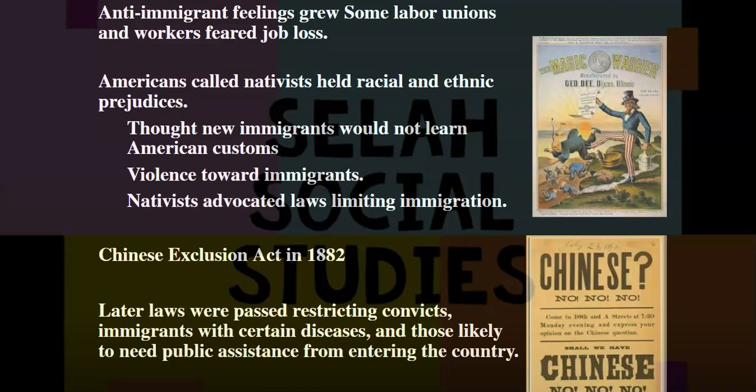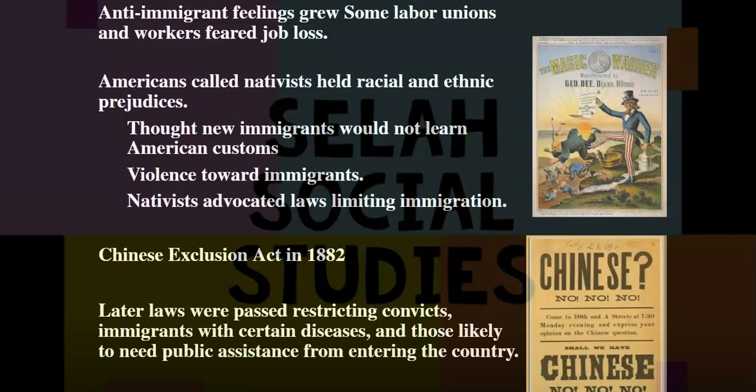Nativists that pushed Congress to pass laws limiting immigrants into the country were relieved to hear that in 1882, President Chester A. Arthur and Congress passed the Chinese Exclusion Act, which eliminated the immigration of Chinese people into America for 10 years, and Congress refused state and federal courts the right to grant citizenship to any resident aliens. Later, new immigration laws were passed and restricted convicts, immigrants with certain communicable diseases, and those that were likely to receive public assistance from entering into the United States.